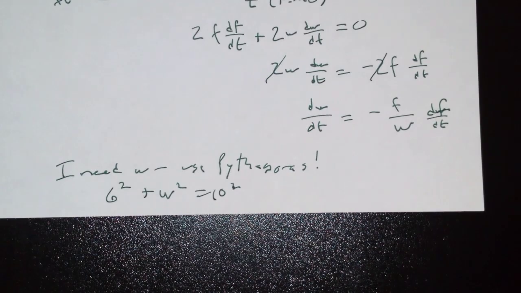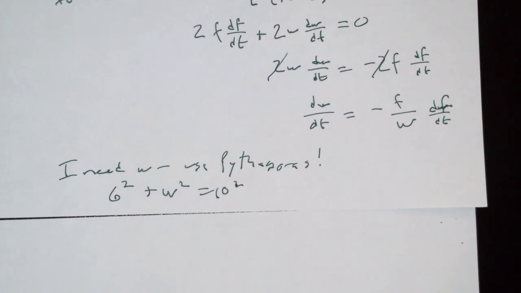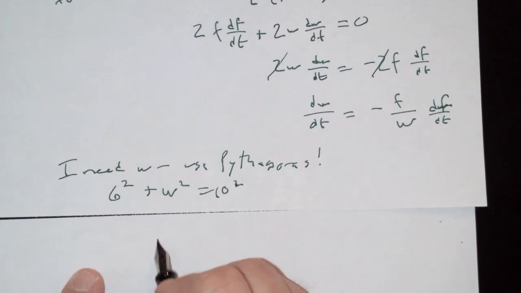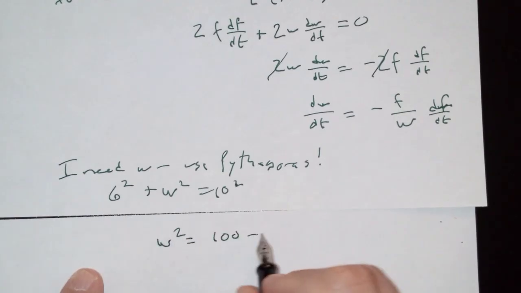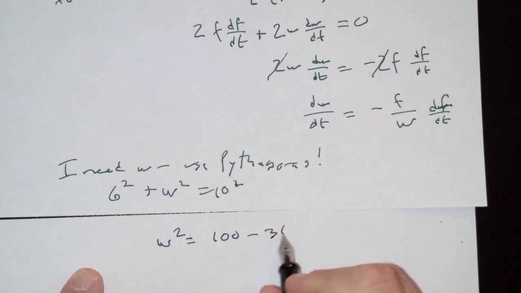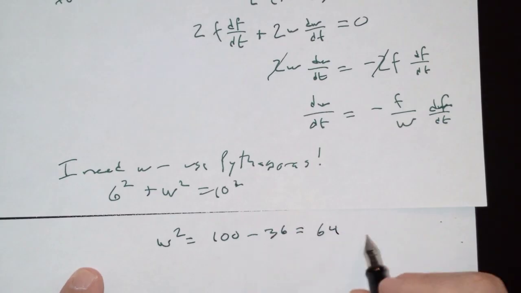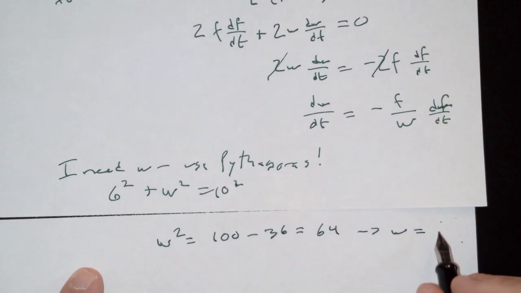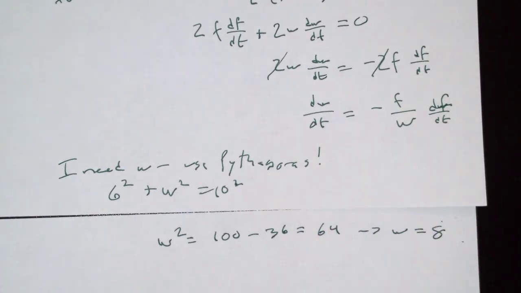F was 6, the ladder is 10. So that means that W squared is 100 minus 6 squared, which is 36. 100 minus 36 is 64. What's W? There we go. Oh, wait a minute. 6, 8, 10. That's a 3, 4, 5 triangle.